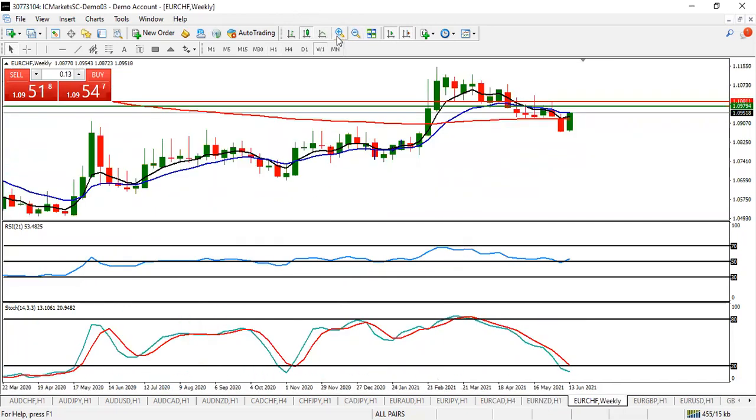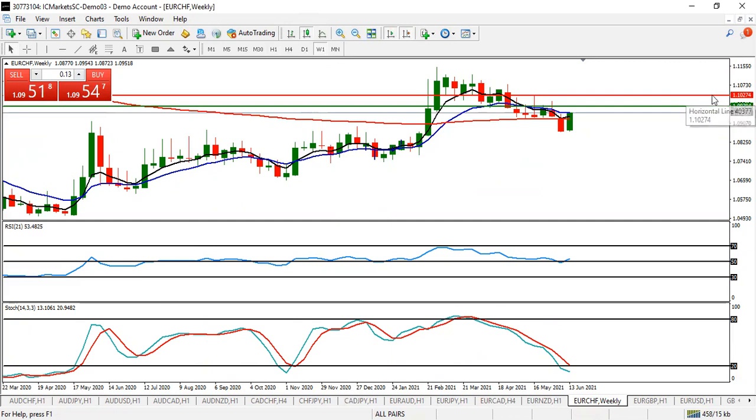The weekly candle, we have a perfect bullish engulfing candlestick. So with this in mind, we may see this pair push up to the red resistance at 1.1027 during this coming week. Okay, so that's the weekly target.